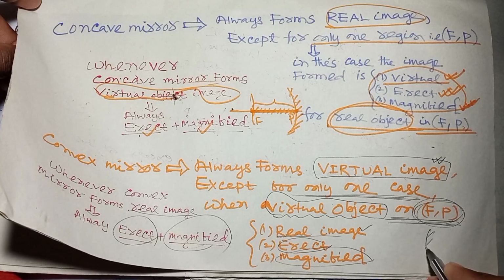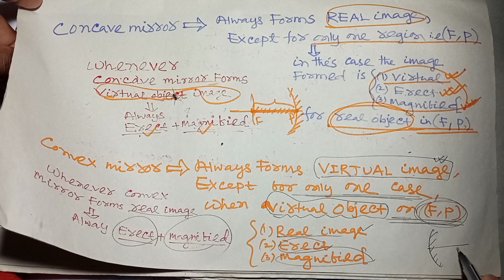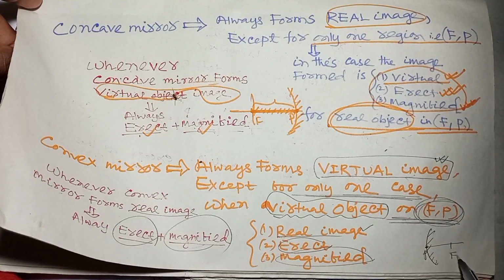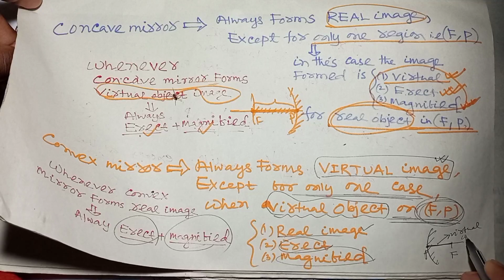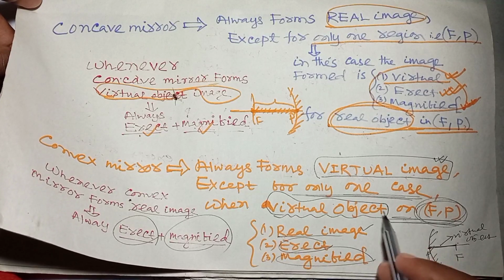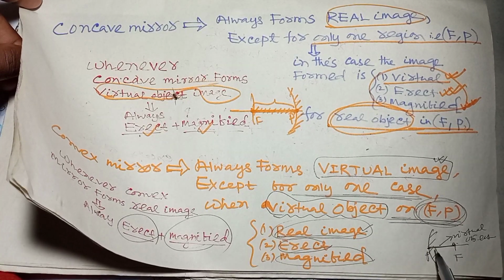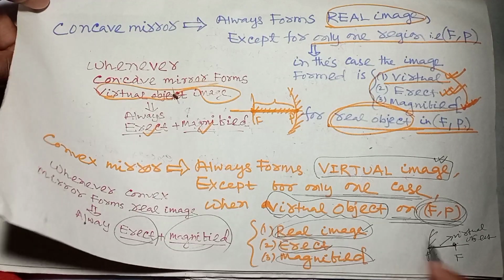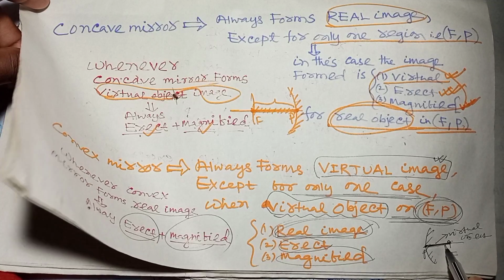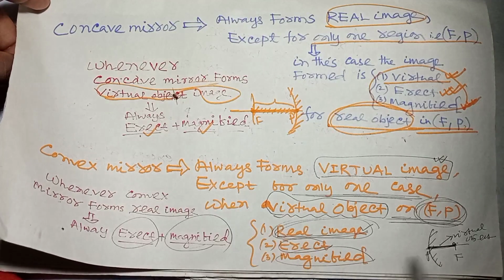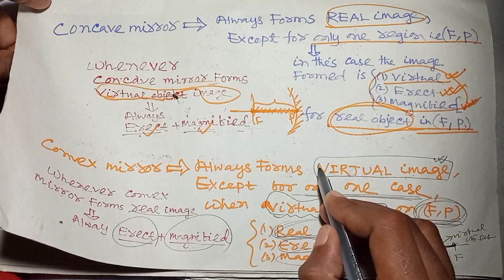So let's say this is the convex mirror, and let's say your virtual object is between this pole and focus. Virtual object in this region. Then in that case a real image is formed. Whenever a virtual object is between pole and focus in case of a convex mirror, a real image is formed. This is the only region when a convex mirror forms a real image. In all other cases a convex mirror forms a virtual image.